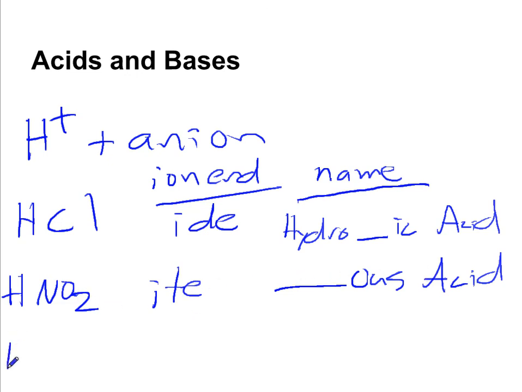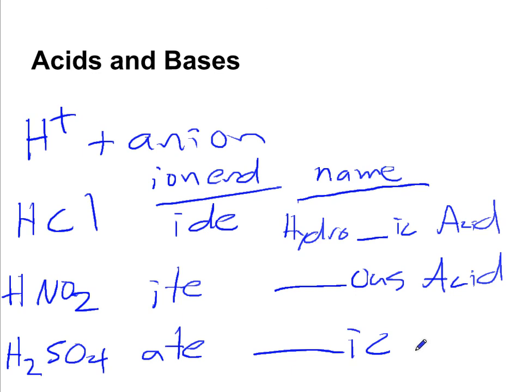We can make some more complicated acids. Let's look at the sulfate ion, SO4. SO4 has a charge of -2, so we need 2 hydrogens on the front to balance that out. Instead of being hydrogen sulfate, this is sulfuric acid. If you need to jot down these basic rules, these are the 3 different ways that we name acids: the hydro-ic, the OUS, and just the ic ending.